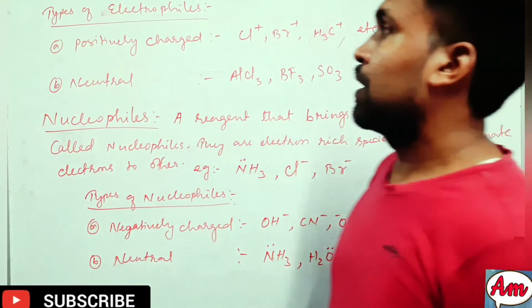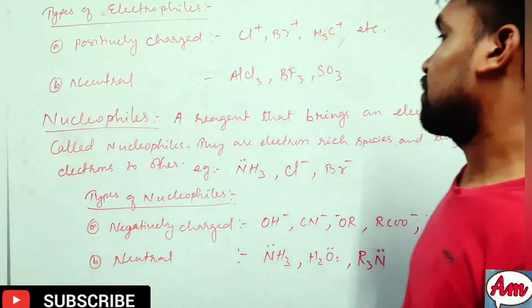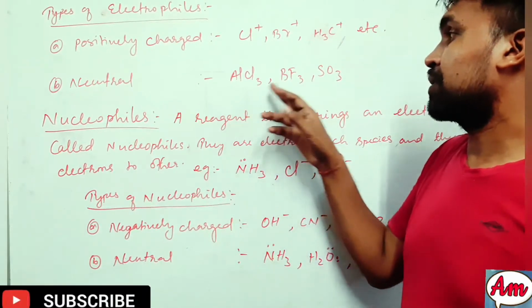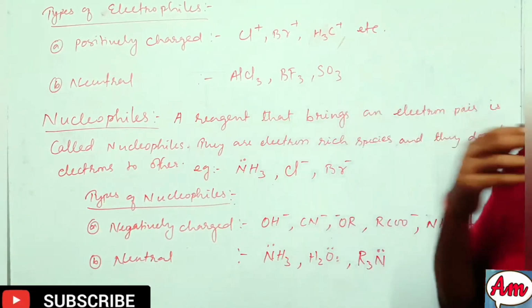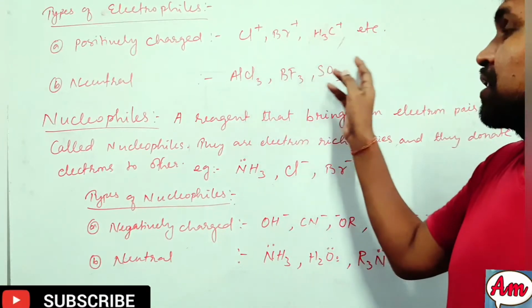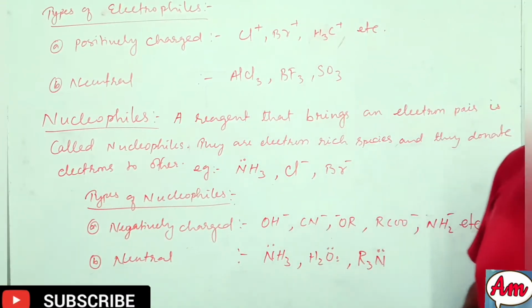The second type of electrophiles are neutral electrophiles. So neutral electrophiles are AlCl3, BF3, SO3. So these are neutral, as you can see there are no charges on them, so they are neutral electrophiles.